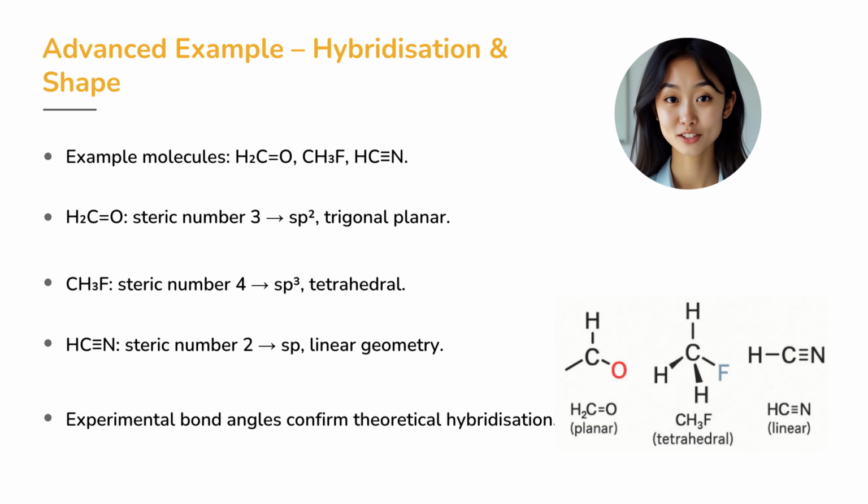Third, hydrogen cyanide, written as HC≡N, carbon here forms 2 sigma bonds, steric number 2, so it is sp hybridized with a linear geometry. So the shortcut works: steric number equals sigma bonds plus lone pairs. 2 means sp, 3 means sp2, 4 means sp3. This method saves huge time in exams like JEE and NEET.